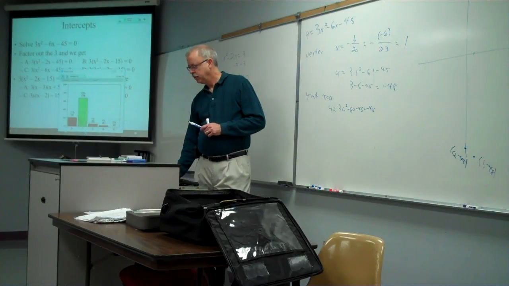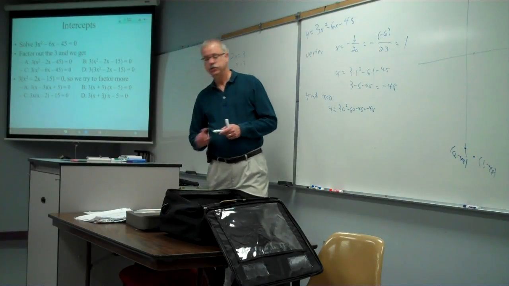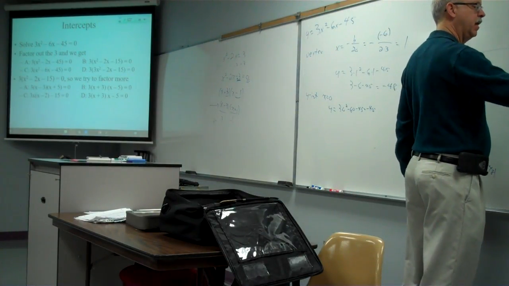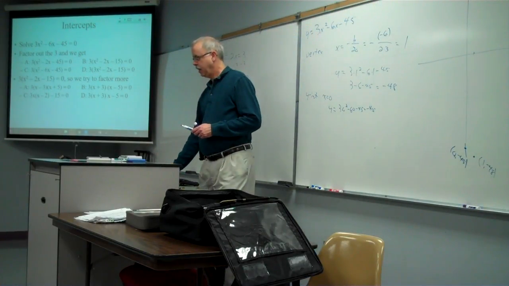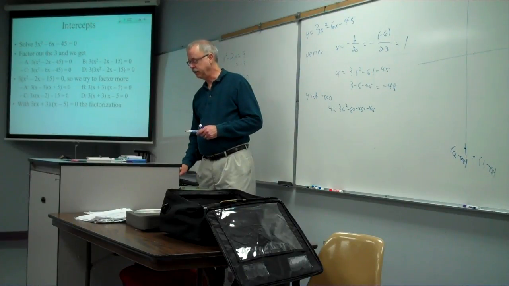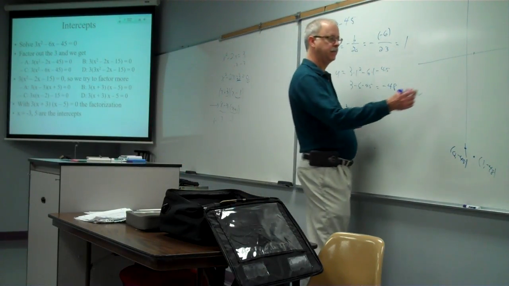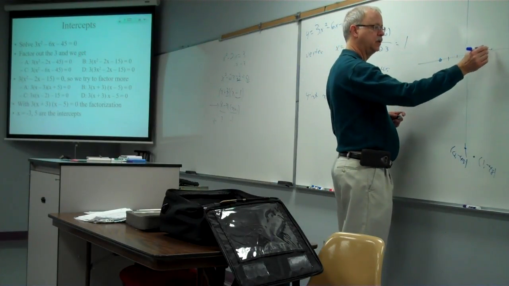Most said B is correct. If we do that, we've got the x squared, we've got the minus 15 as the last term, and we do get the right middle term, minus 5x plus 3x. So it does factor into x plus 3, x minus 5. And once it's factored, then the x-intercepts are x equals negative 3 and x equals 5.